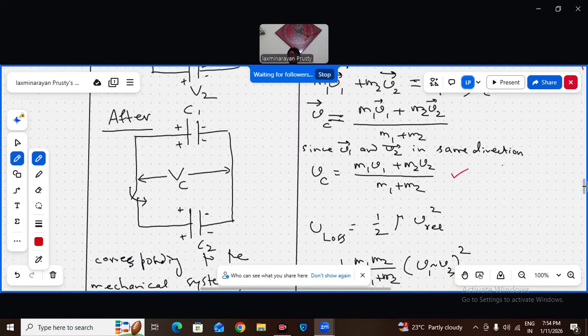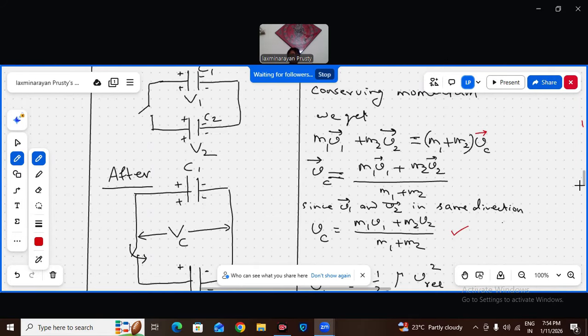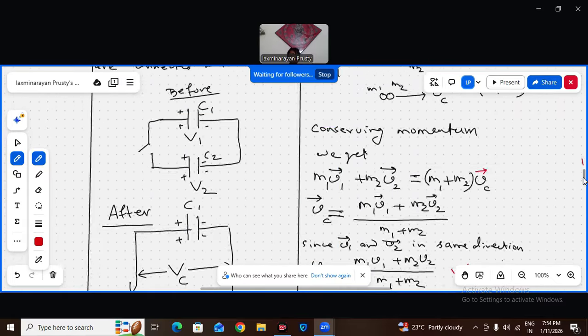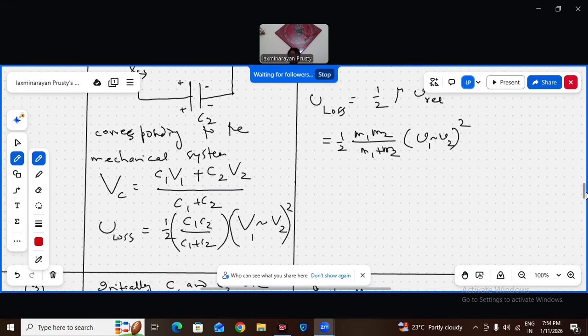So here also, what is the energy loss? How much is V relative? They are traveling in the same direction, so what is the relative velocity? V relative will be V1 minus V2 or V2 minus V1. The magnitude will be the same, either V1 minus V2 or V2 minus V1. That's why I put a difference symbol. This is the V relative square. Well, write V relative square as V1 difference of V2, squared.